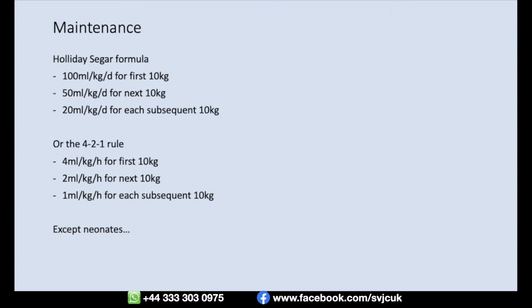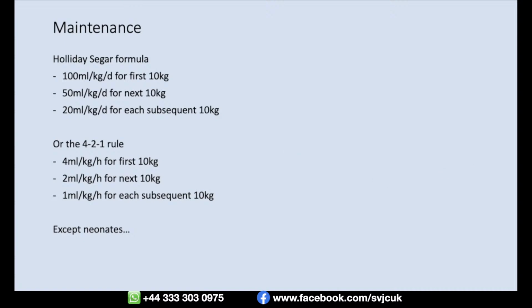This is more useful in theatre because we think more in terms of an hourly rate to run our maintenance fluids. So the 4-2-1 rule tells us that we need to give 4 mLs per kilo per hour for the first 10 kilos of body weight, and then 2 mLs per kilo per hour for the next 10 kilos of body weight, and 1 mL per kilo per hour for each subsequent 10 kilos. The Holliday-Segar formula is almost exactly the same values, very slightly different.